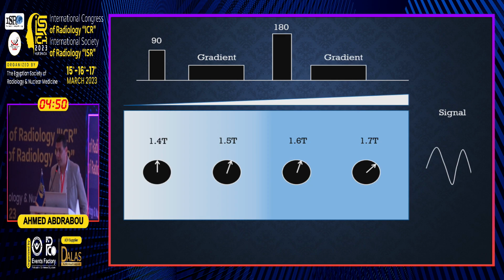But when you apply the other gradient in the other direction, the slow proton will be exposed to a high field gradient, so it will move faster, and the fast proton will slow down, and they will come together and become in phase, and you will have signal. So when you apply the second gradient, you will have signal.